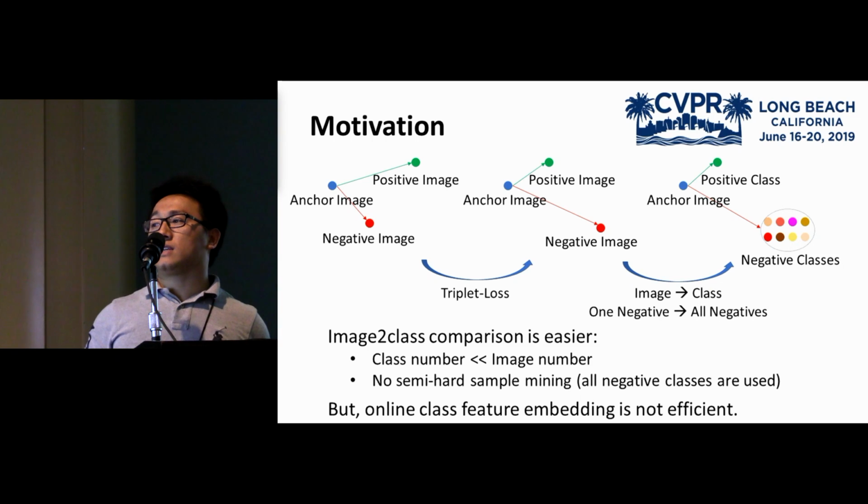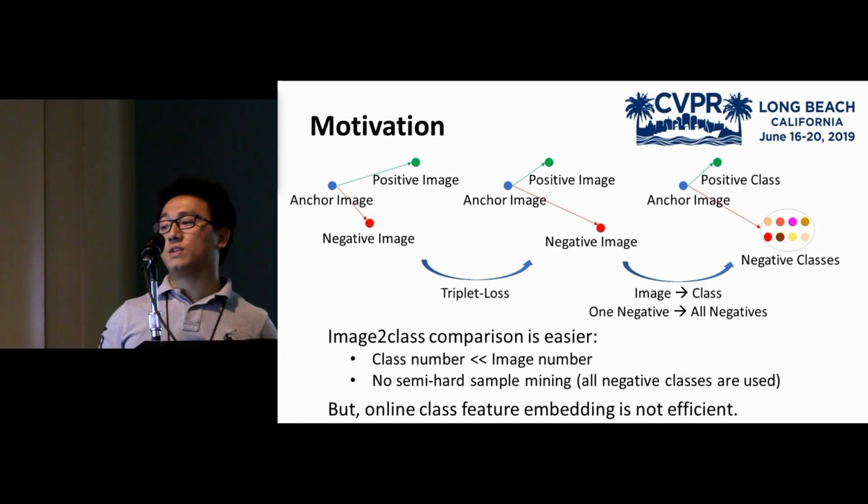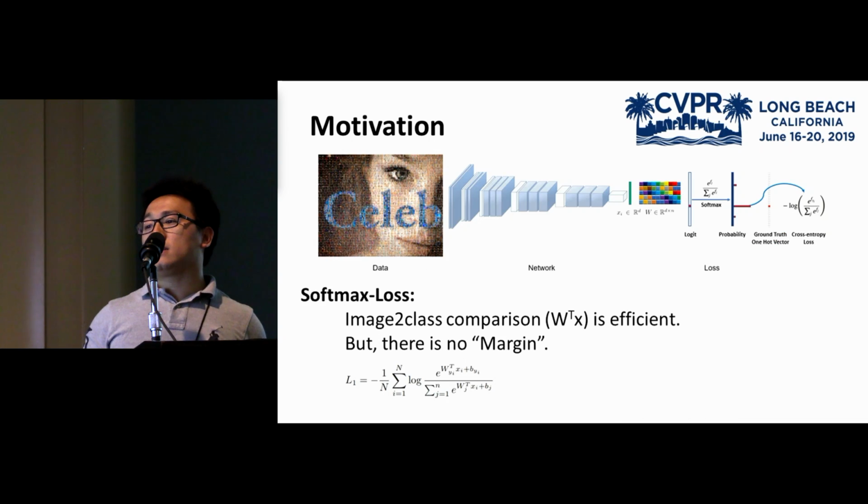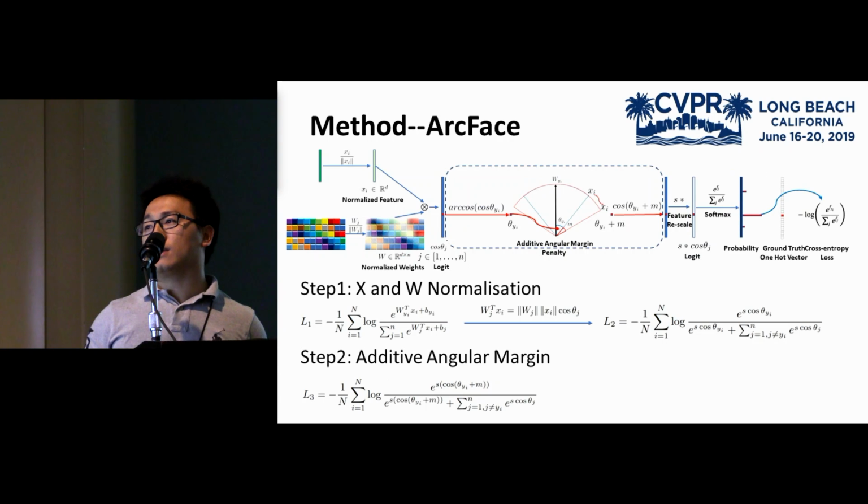So why not change image-to-image comparison into image-to-class comparison, as the class number is much fewer than the image number, but online class feature embedding is not very efficient. In fact, image-to-class comparison is very efficient in softmax loss, but in the original softmax loss, there is no margin. Based on those observations, we proposed our method named ArcFace, which has extensive image-to-class comparison as well as margin.